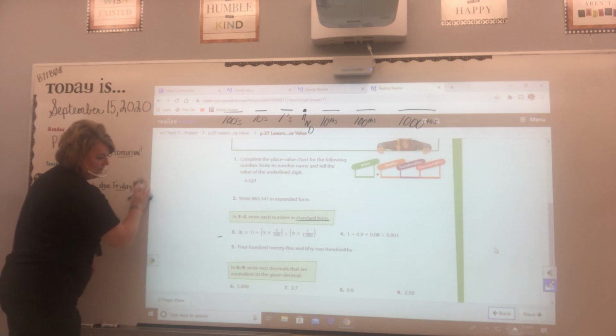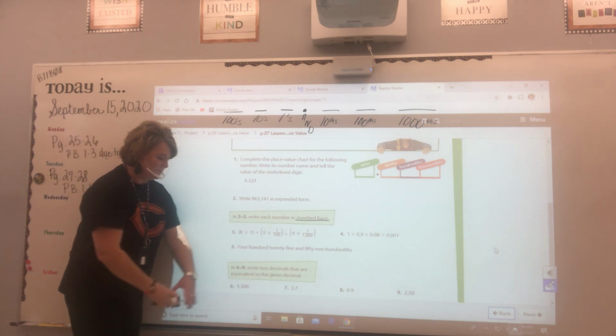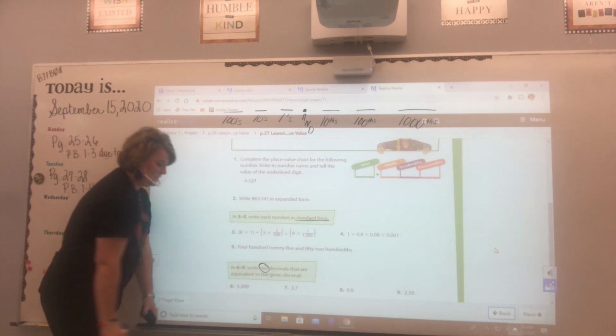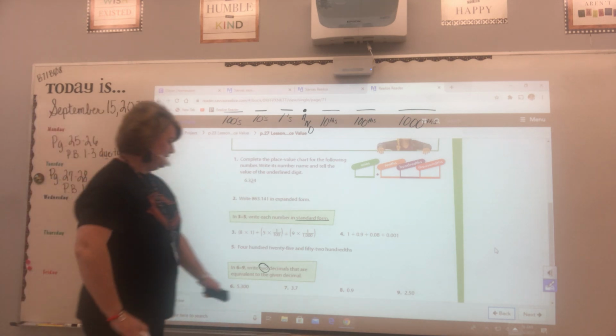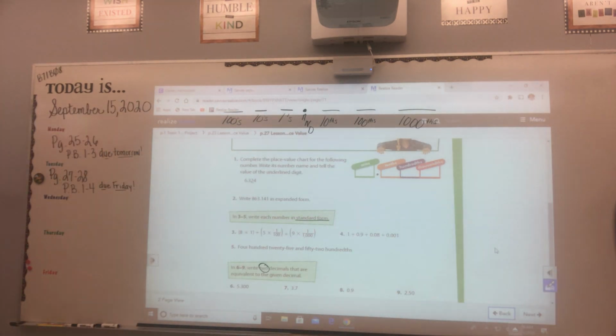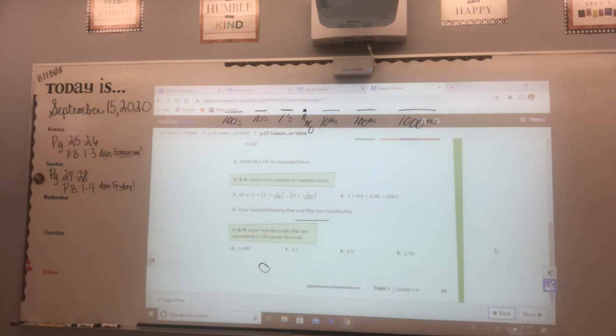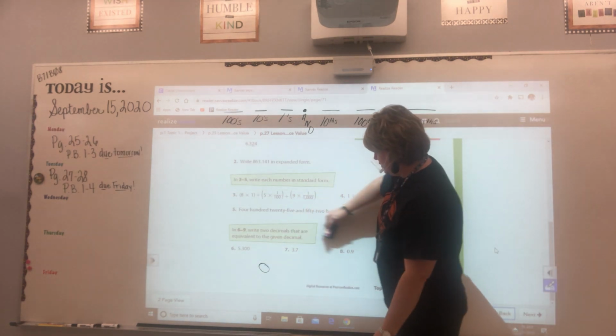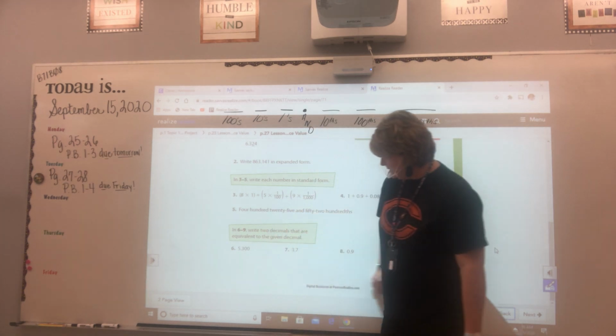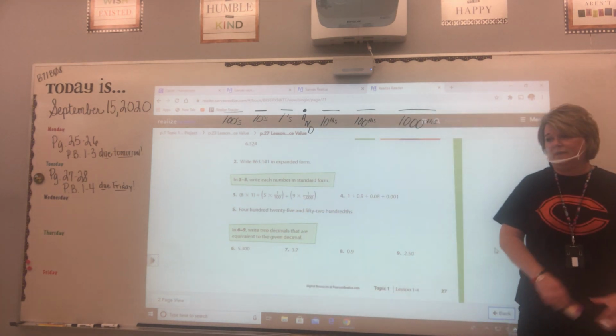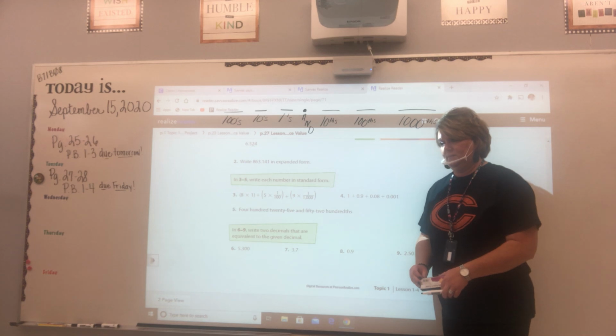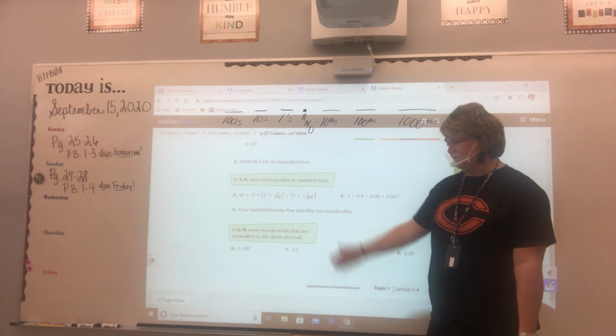Okay, number 6, 7, and 8. Write 2 decimals, circle that are equivalent to the given decimal. Do you remember yesterday I told you you can add zeros or you can take zeros away? So on number 6, I'll do number 6 for you. Bentley, what would you do on number 6? Do you want to add some zeros or do you want to take some zeros away? Okay, what's your first answer then?